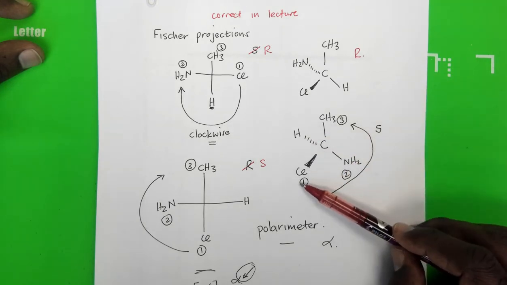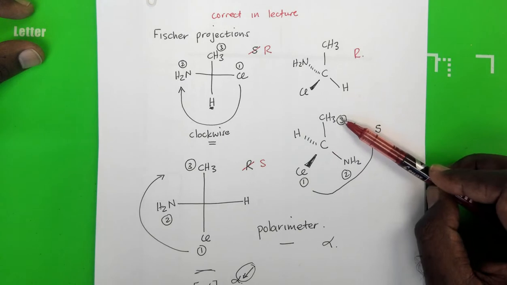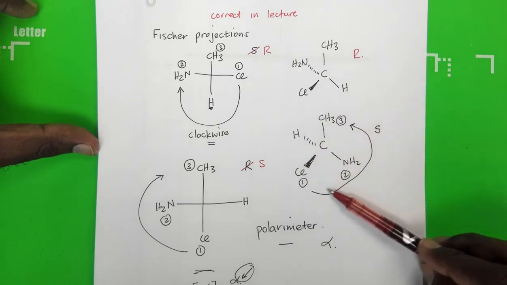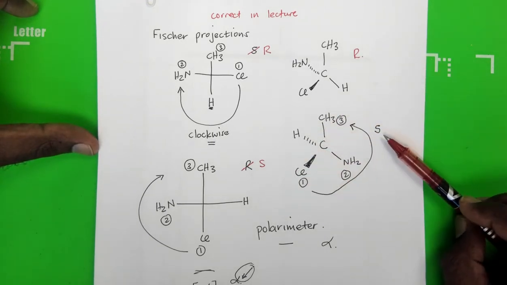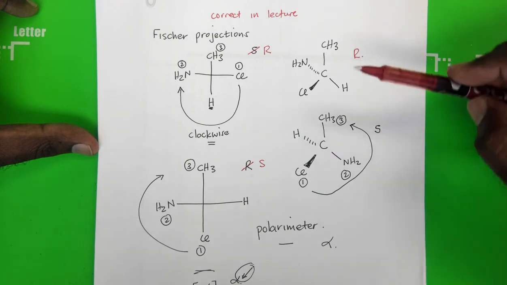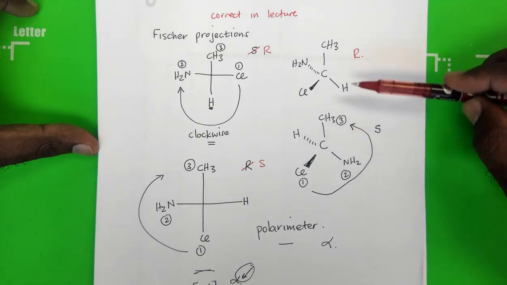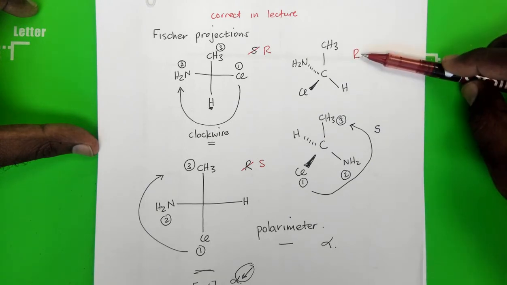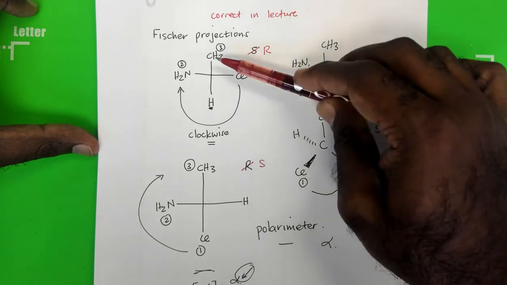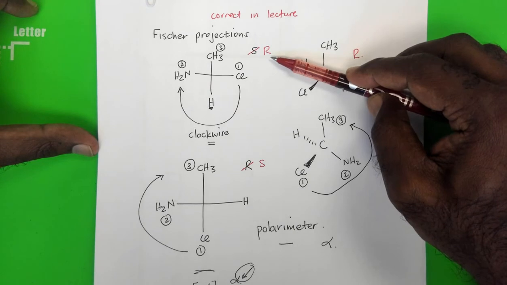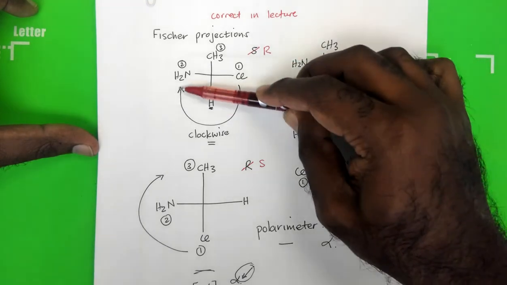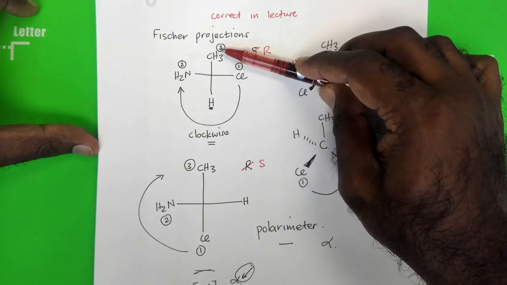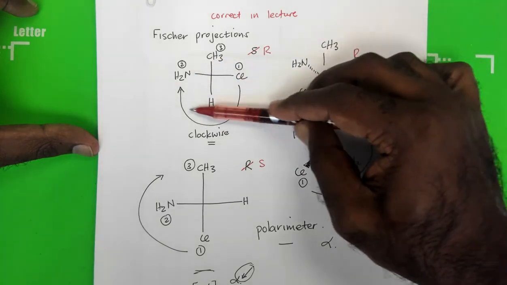Once I have the hydrogen, the lowest priority group, pointing away from me, I go from the highest priority group to the second highest to the third highest, and in doing so I go in an anti-clockwise direction, which would mean that I have the S isomer. Now since I swapped two groups around, this is the opposite isomer of this. So the opposite of the S isomer would now be the R isomer, which means that this Fischer projection is the R isomer. If I go from 1 to 2 to 3, I would go in a clockwise direction, which gives me the R isomer.